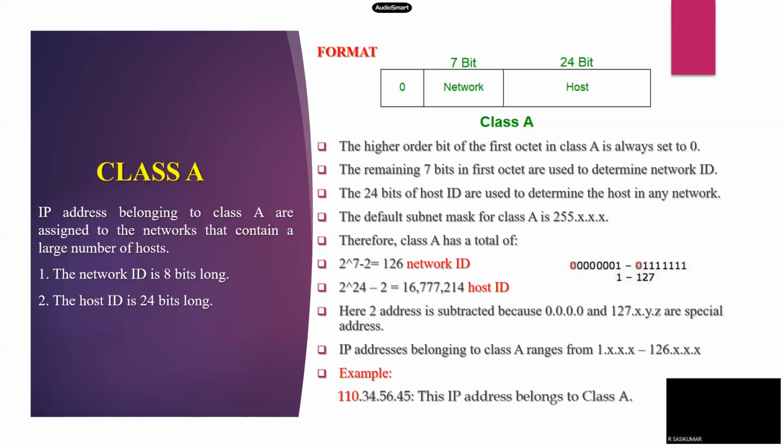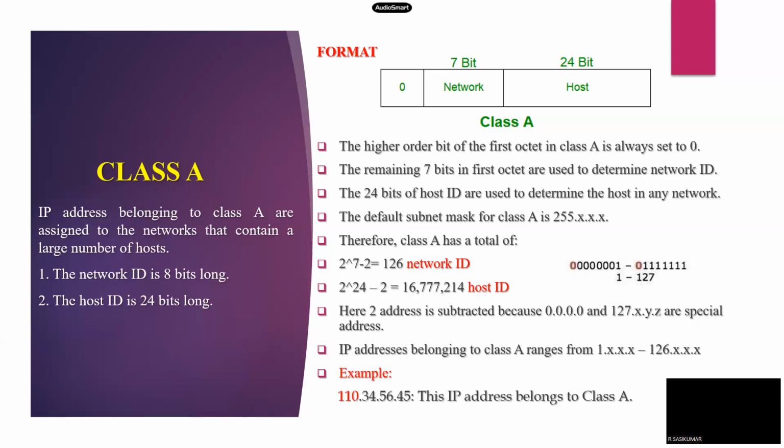So the IP address range of class A starts from 1.x.x.x to 126.x.x.x. The meaning is 1.0.0.0 to 1.0.0.126, then again 1.0.1.0, and likewise it increments. So a huge amount of address space is available in class A. The last one is an example: 110.34.56.45. This IP address belongs to class A because it comes under 1 to 126.